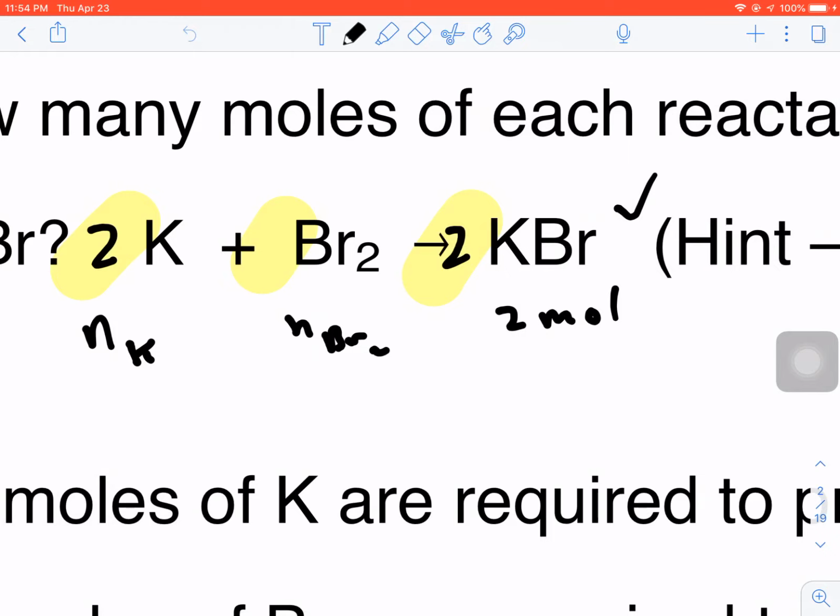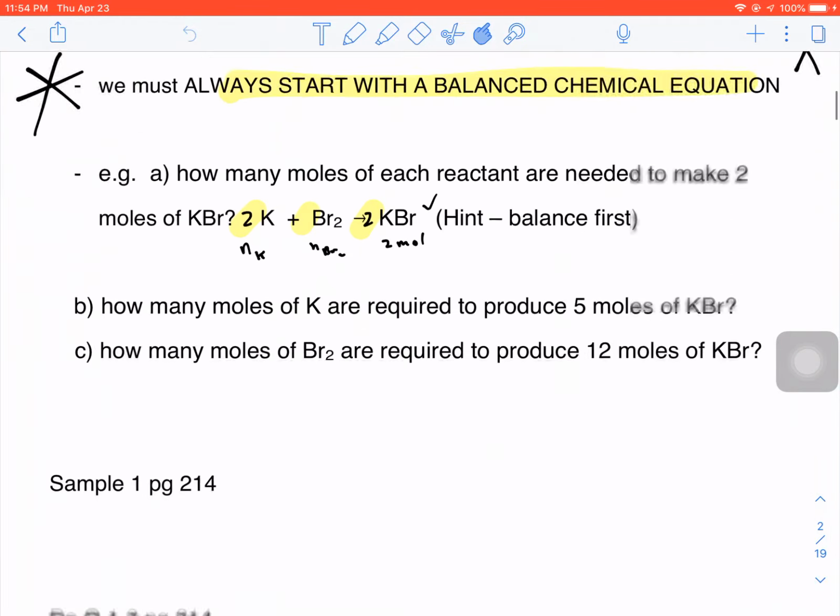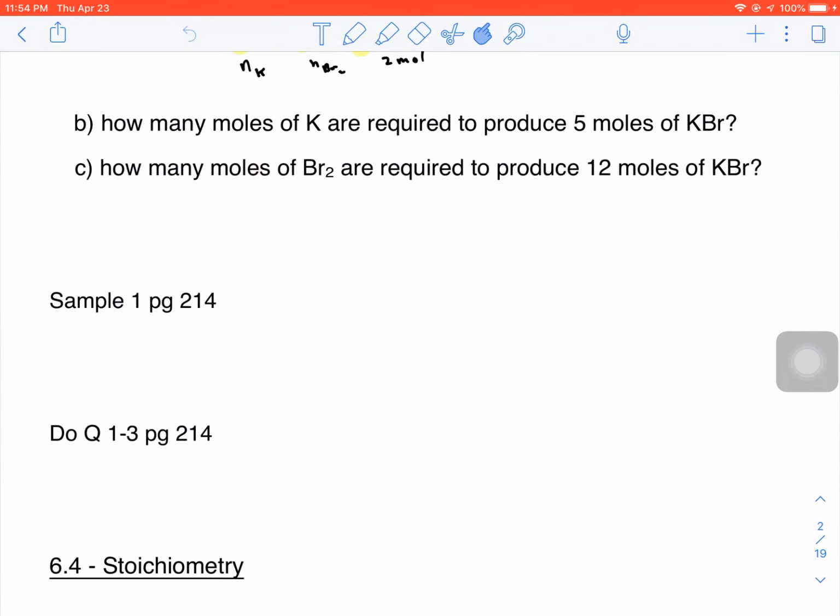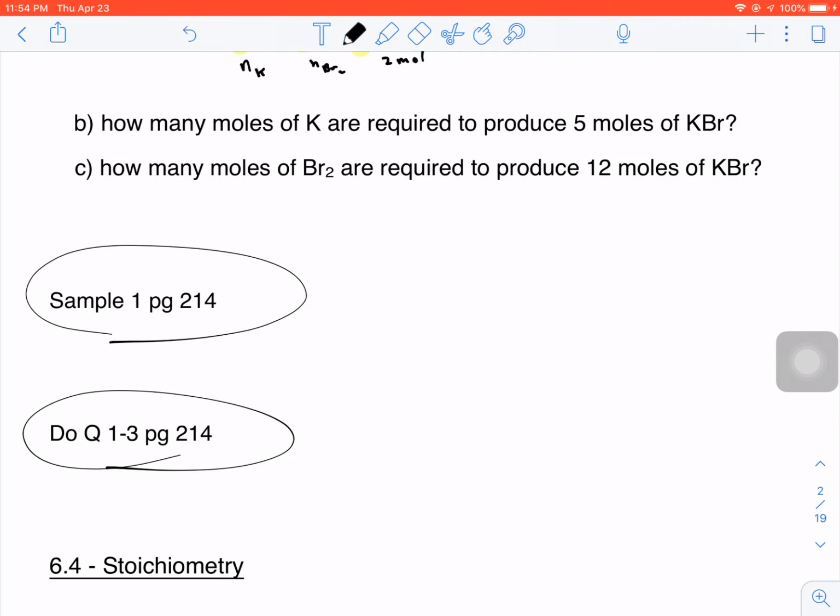I've just done the sample problem here. I'm going to leave you with these 3 questions to try.